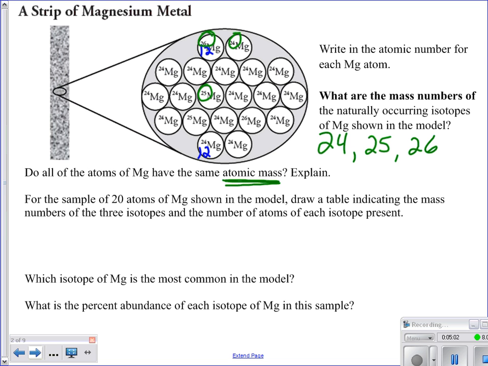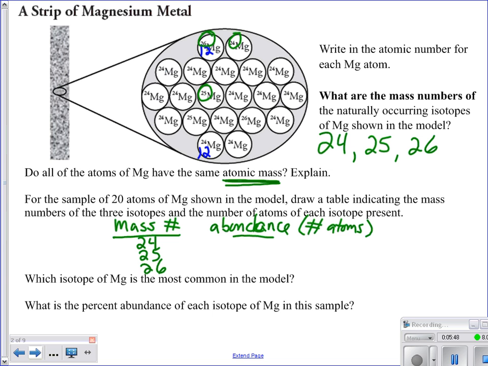So for the sample of 20 atoms shown here, we want to draw a table indicating the mass numbers of the 3 isotopes and the number of atoms of each isotope present. If I were to think about mass number, and then also the number of atoms of each isotope present, let's just call that abundance. It's not in percent form, but it's the number of atoms at least. So we've got 24, 25, and 26, and our abundance is just the number of atoms that I'm going to show here.